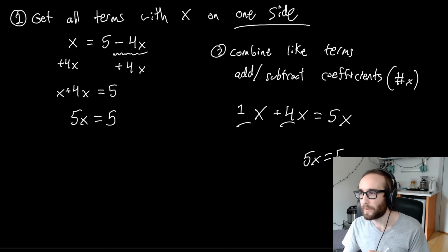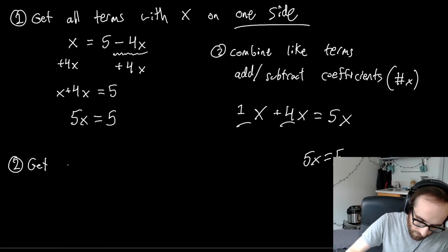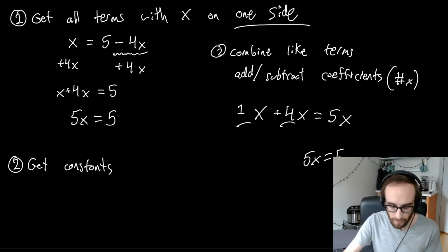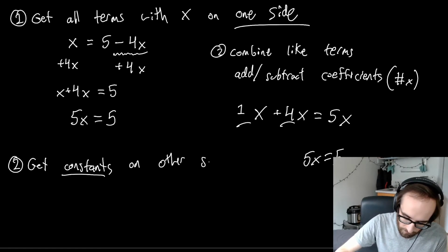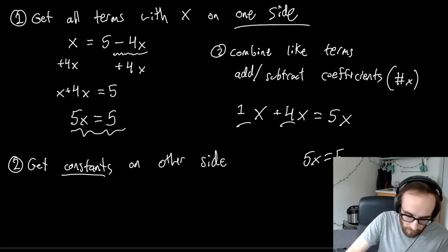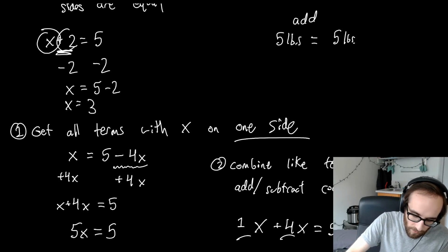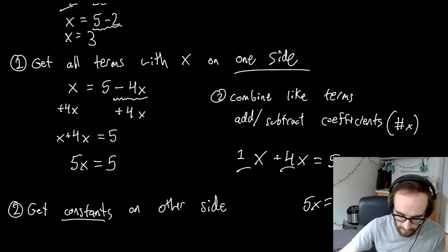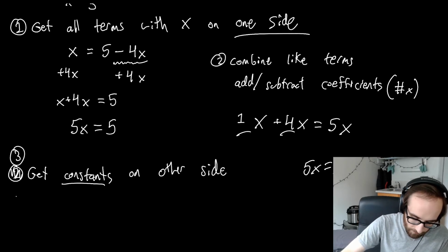We also want to get anything that's not x on another side. We call any terms that are just numbers, like 5 or 10, constants. So get constants on the other side. In this case, our constants are already on the other side. We have one constant, 5, on the right side. Sometimes you'll need to move them over like we did previously up here. Notice we had x and we had 2, and we subtracted 2 from both sides to get all of our numbers or constants on the right side. So our third step is to get constants on one side.